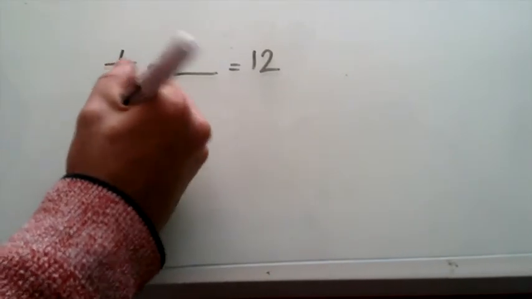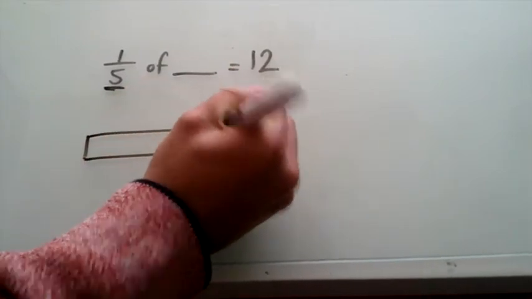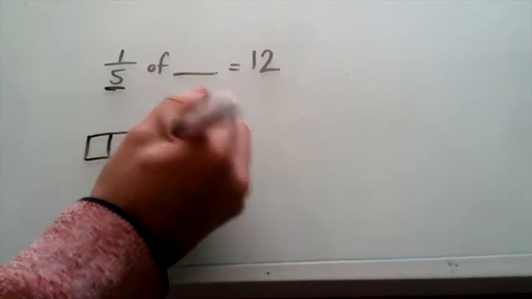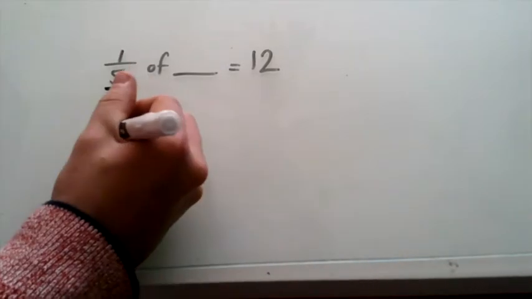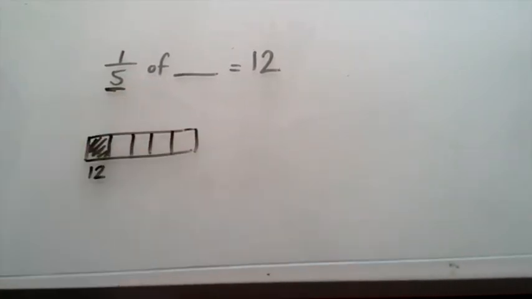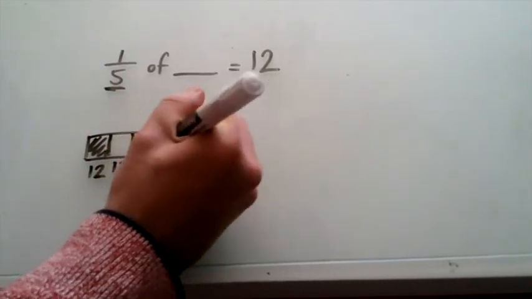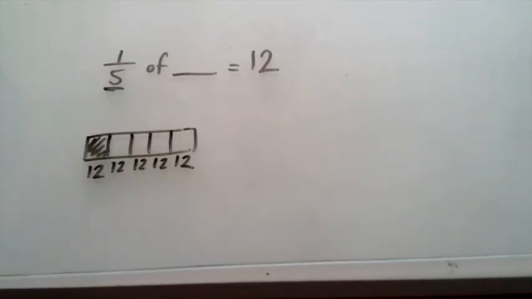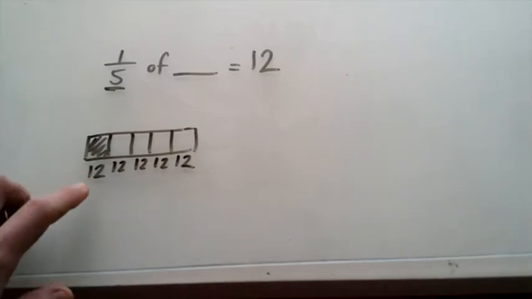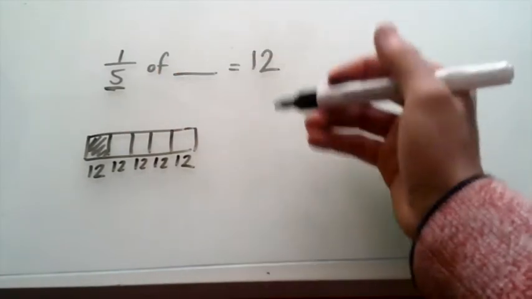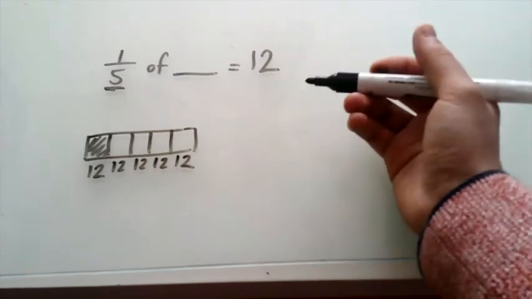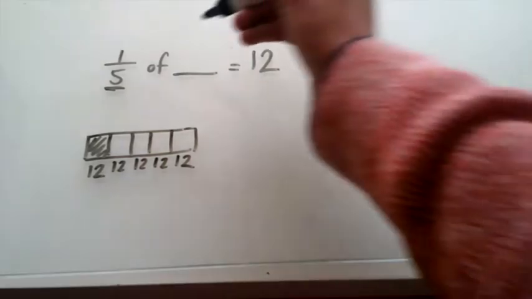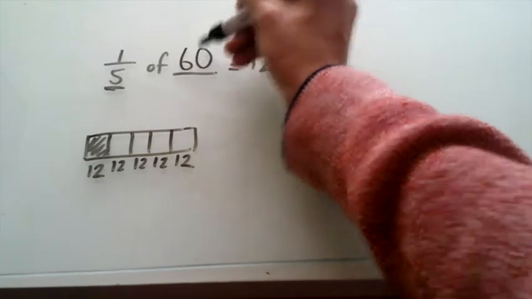We know whatever it is, it's being split up into 5 segments. 1, 2, 3, 4, 5. So we know 1/5 equals 12. So every single segment of that is going to equal 12. So to work out what the whole is, we just need to do 12 times by 5. So what's 12 times by 5? 60.